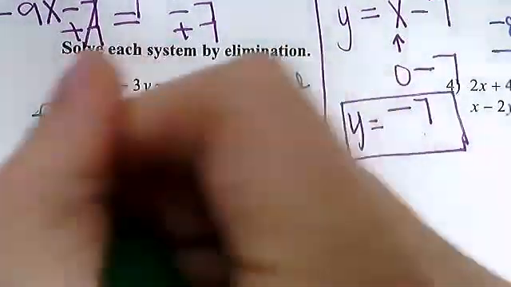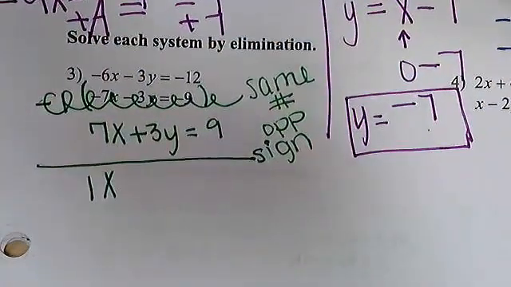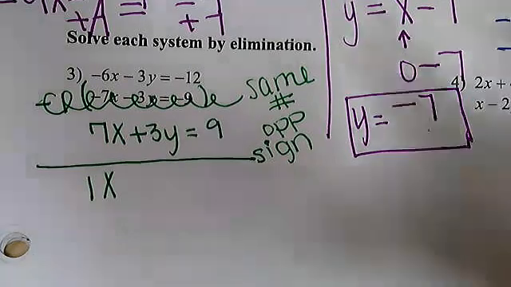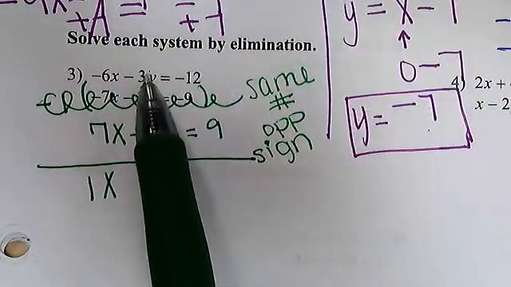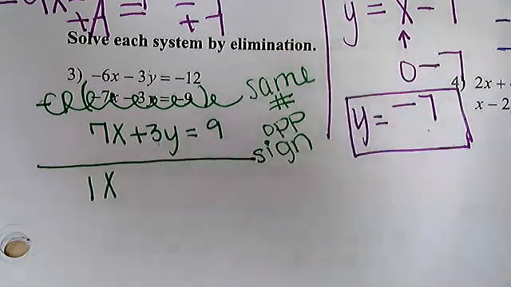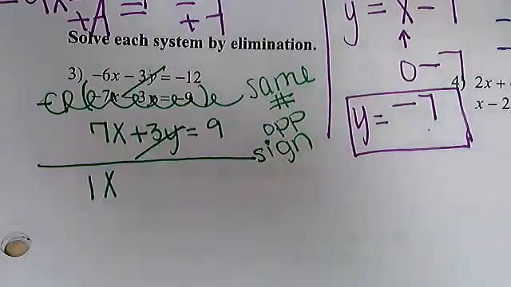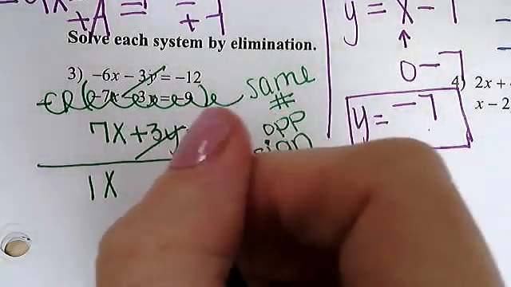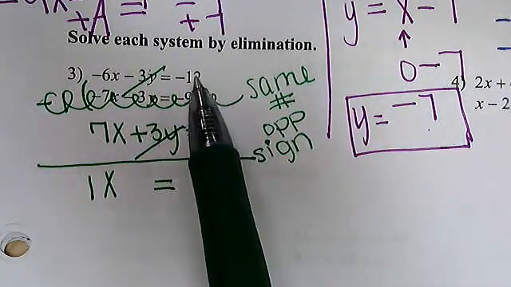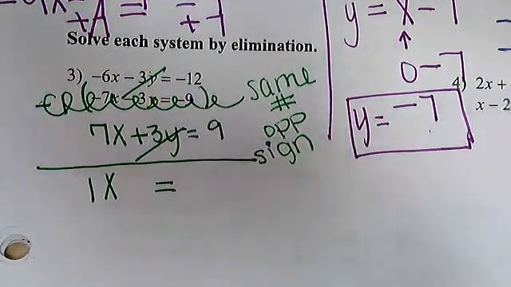X, good. So we can put a 1 in front of it if we want as a placeholder, or we can just write X. Does anyone know what happens with the 3's? They cancel. Good. So we can cross them out. Bring down our equal sign. -12 plus 9. Anybody got that in their calculator?